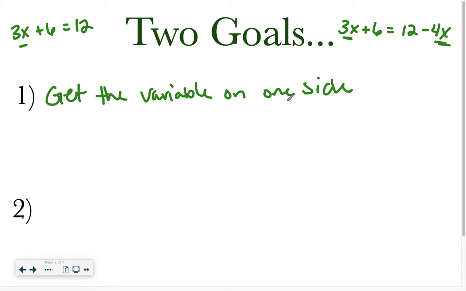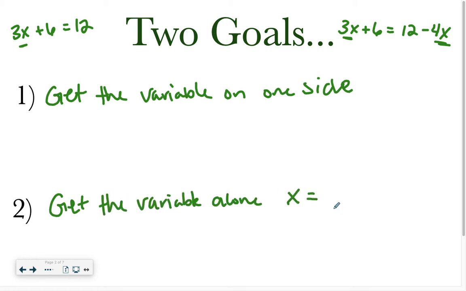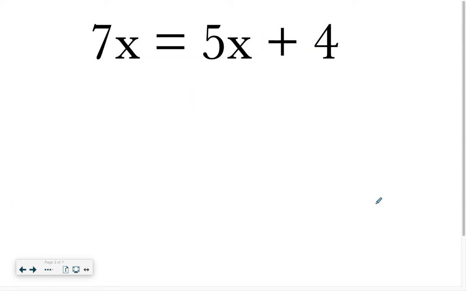So your first step is always to get the variable on one side of the equal sign. And then, just like before, your second goal is going to be get the variable alone, so that way you have like x equals a number. So first step, get variable on one side. Second step, get the variable alone.